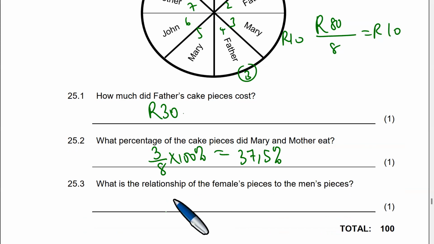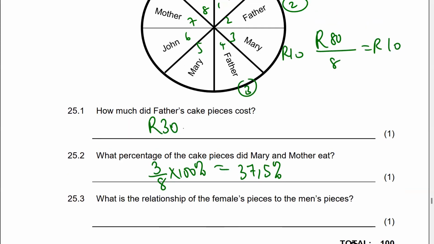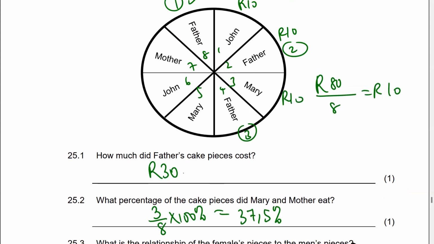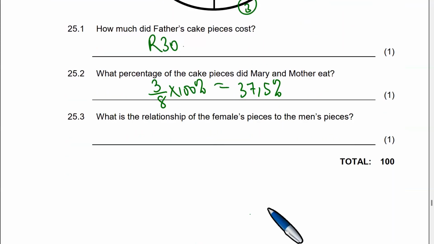Next. What is the relationship of the female species to the male species? The females, the pieces. How many pieces are there for the females? 1, 2, 3. 3, because you assume the females are Mother, Mary, and Mary. So the female species to the male species. You have 3 for the female.